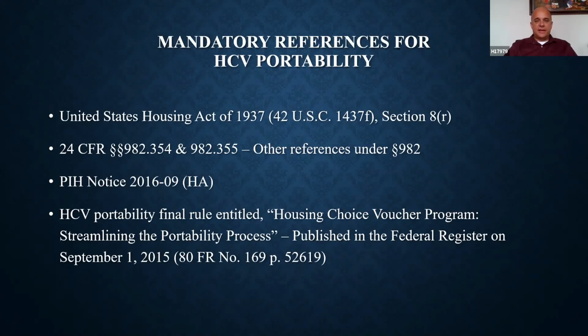Housing Act of 1937. Some of you may know that Section 8 of the Act is the section that gives us the Housing Choice Voucher Program, but the actual section that covers portability is under Section 8(r). The primary regulations are under 24 CFR 982.354 and 982.355. But I should alert you that there are various other places within Part 982 describing the Section 8 program where portability is discussed, so be aware of that.